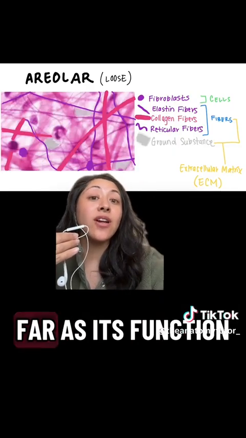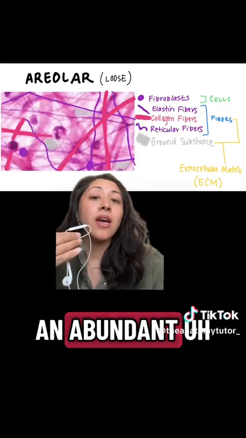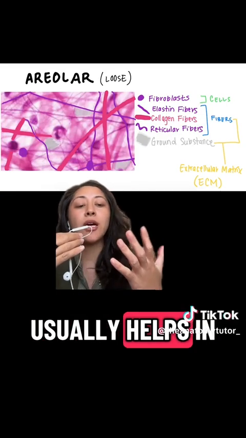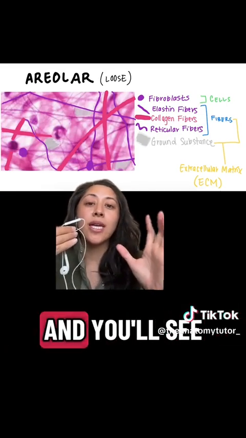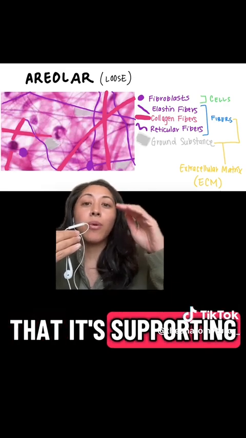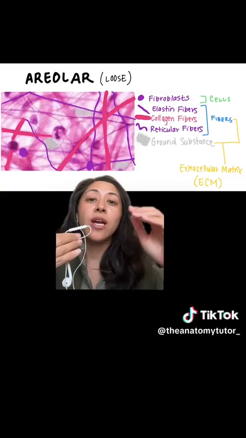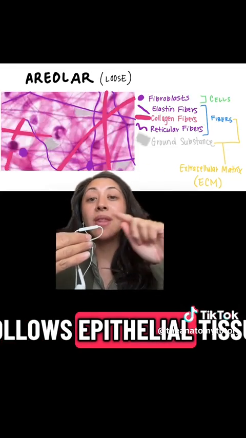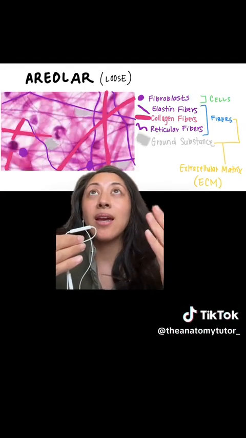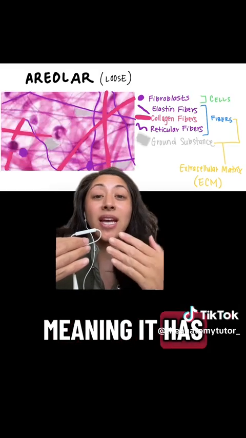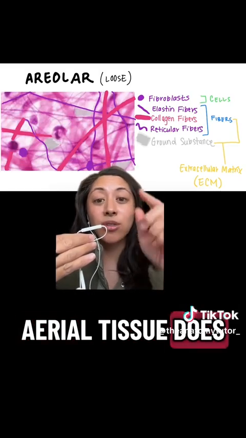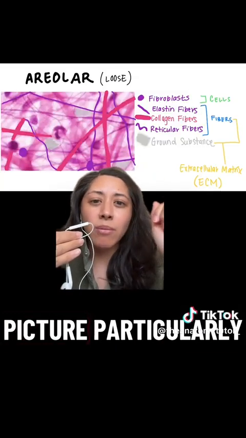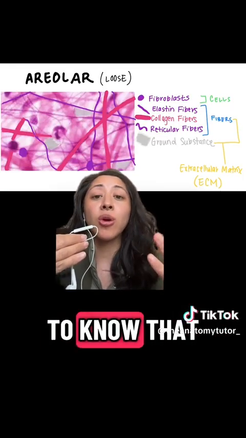Areolar tissue, as far as its function, is going to be an abundant tissue found throughout the body. Areolar connective tissue usually helps in supporting the organs, and you'll see that it's supporting within vasculature. Areolar connective tissue is usually what follows epithelial tissue, since this is very vascularized, meaning it has a lot of blood vessels. Areolar tissue does have capillaries running through it. I'm not identifying that in this picture particularly. However, it's good to know that that's there.